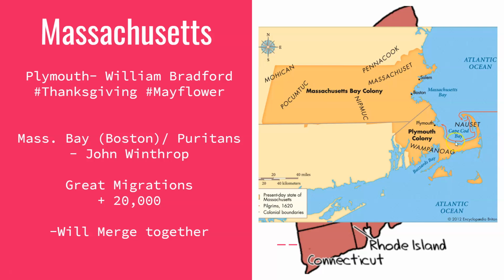So map time, right? So here's Plymouth. That's William Bradford, that's the Pilgrims and the Mayflower. Up here 10 years later, this is going to be John Winthrop. This is going to be Boston. This is the Massachusetts Bay. After the Great Migration, what's going to happen is these two are just going to get chunked together into what we know, of course, today as Massachusetts.